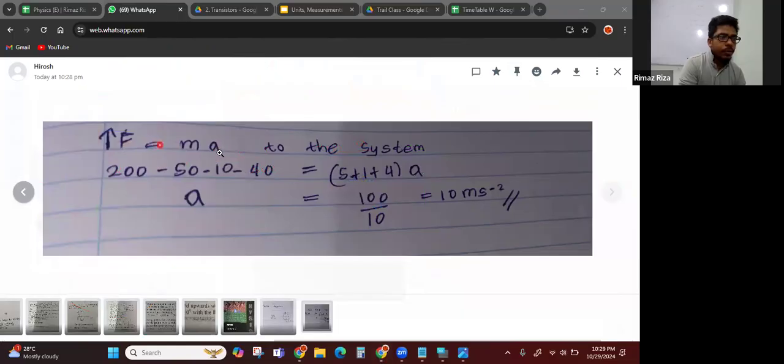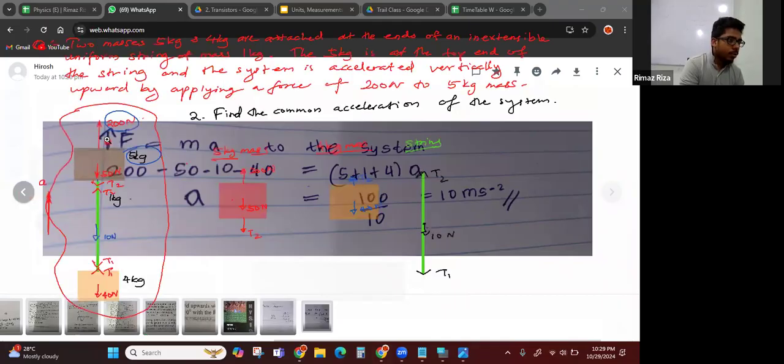Okay, so applying F equals ma to the system. The forces acting on it are 200 Newton vertically upward, and then the weight of this downward, minus 50, weight of the string downwards, minus 10, and then the weight of this downward, minus 40. And the total masses are 5 plus 1 plus 4.